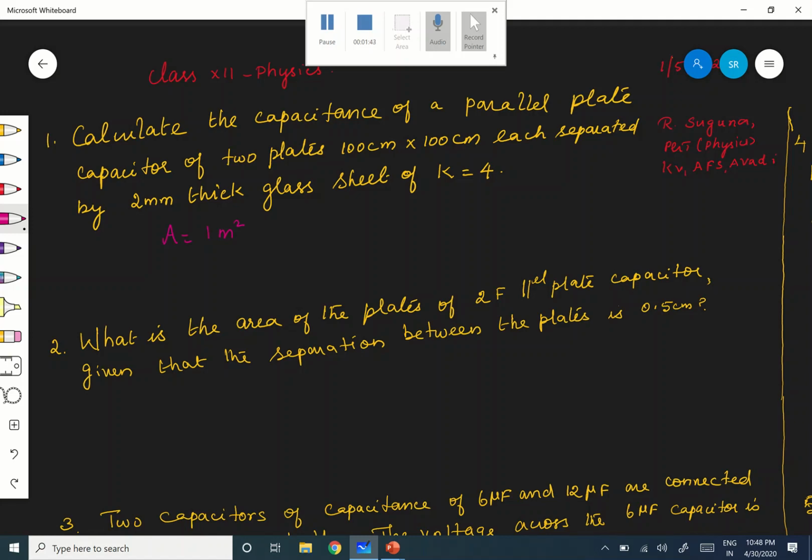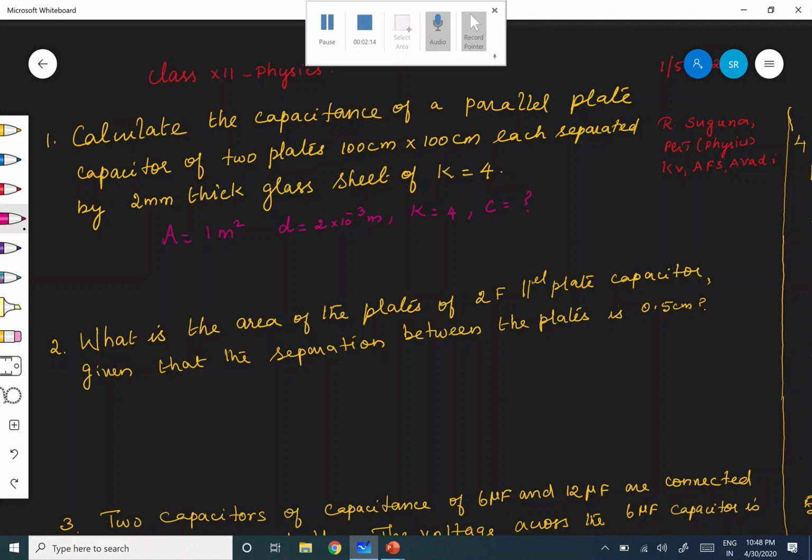Each plate is separated by 2 millimeter thickness. Therefore, what is given here? D is equal to 2 millimeter, that is 2 into 10 power minus 3 meter. Then the K value is given as 4 and you are asked to find out C. That's it. Simple, direct question.